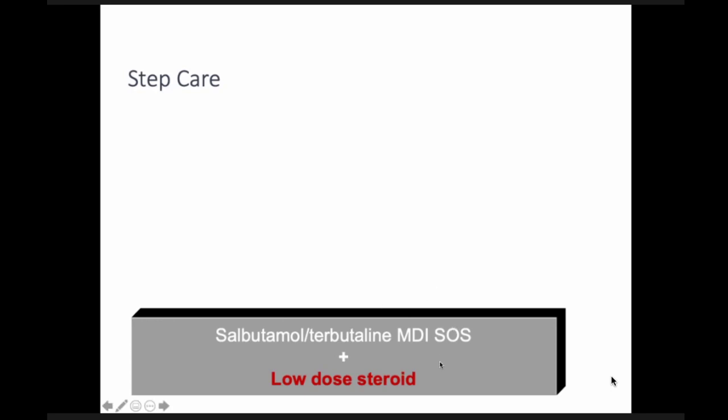So earlier, the first step was always a short-acting bronchodilator given whenever necessary. Now, having recognized that asthma is an inflammatory condition and the importance of early use of inhaled glucocorticosteroids, newer guidelines recommend the use of low-dose glucocorticosteroids even in step one. So there is a little deviation from the previous practice in the current medication.